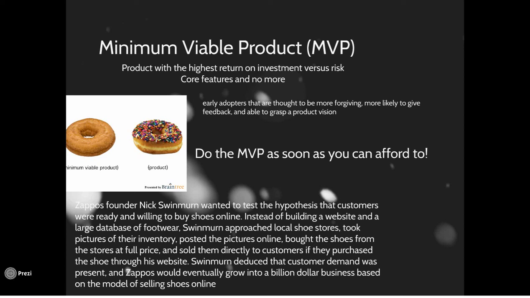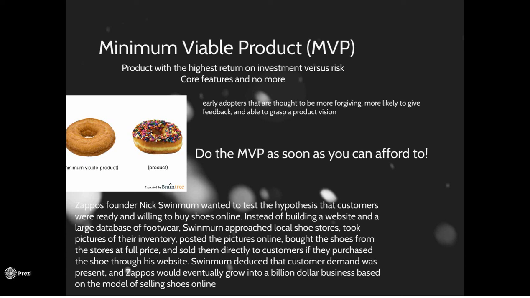A great story about this is Zappos founder Nick Swinmurn. He wanted to test the hypothesis that people would want to buy shoes online. So instead of buying hundreds of thousands of dollars of inventory of shoes, and renting out a warehouse and putting all these systems in place, he literally just set up a website and sold shoes, and didn't have anything. And if somebody bought a shoe, then he would just go down to the local store and buy the shoe and send it out.